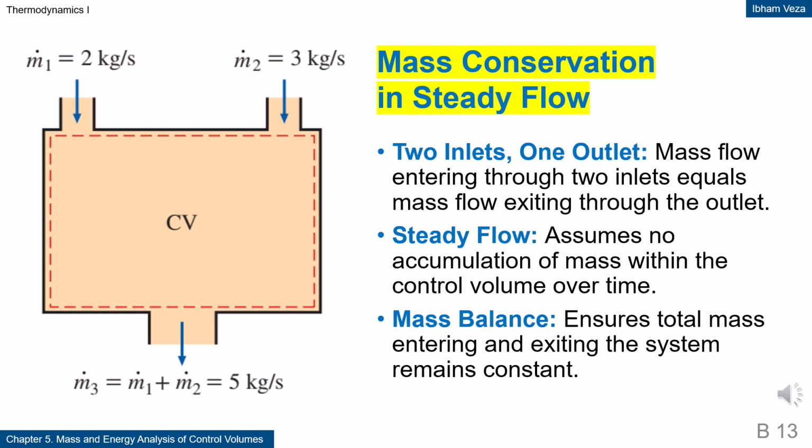Mass conservation in steady flow conditions. The mass flow rate entering must equal the mass flow rate leaving. There is no mass accumulation inside the control volume over time. The example with 2 inlets and 1 outlet shows that the total mass flow must be balanced. This principle is a direct application of the law of conservation of mass. The steady flow assumption is crucial to simplify the mass balance equation.